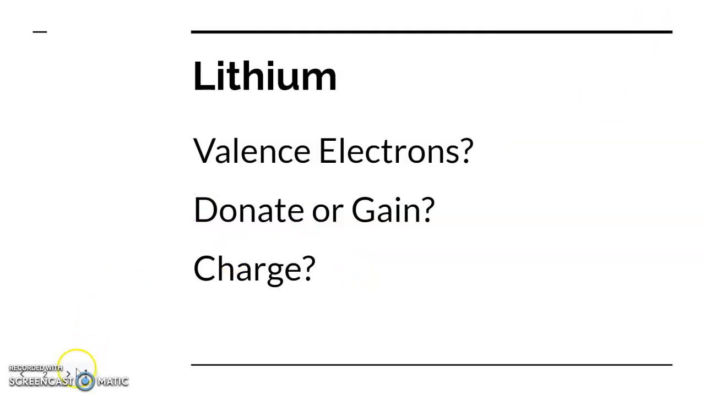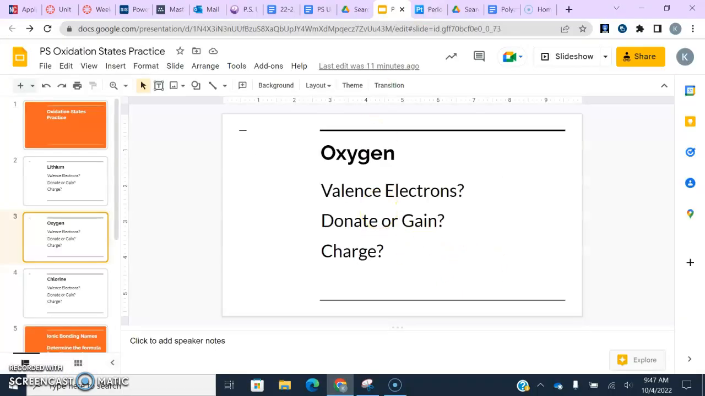Now, let's do oxygen. So oxygen is a nonmetal, so he's going to be a little bit different. So let's go find oxygen on our periodic table.